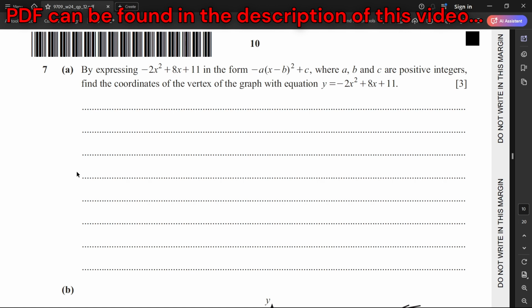But now that we are asked to do this, you should know that if we are in the completing square format, then the vertex is given by the negative of the value written over here, that is b in this case, and then c as it is. So b comma c will give us the final value. So first we need to find out the values of a, b, c, and then b comma c will be the coordinates of the vertex of this graph.